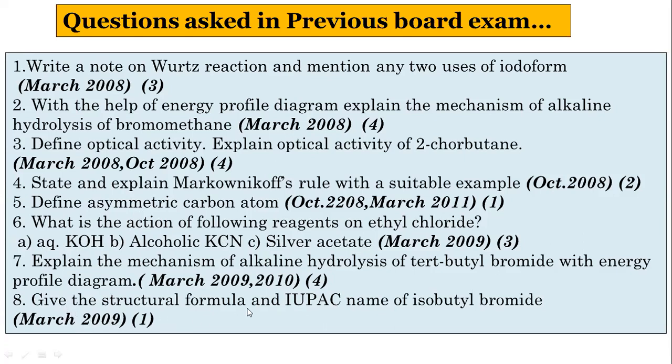Next question is asked: give the structural formula and IUPAC name of isobutyl bromide for 1 mark. So such type of same question will be asked for the examination. You must know what is meant by this iso group. Isobutyl bromide means how many carbon atoms are there? 4. Very good.